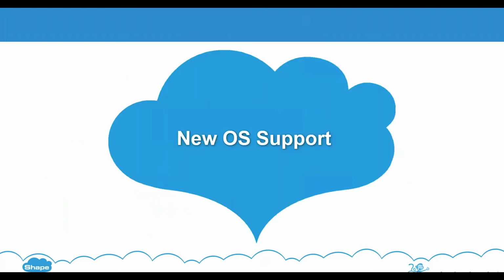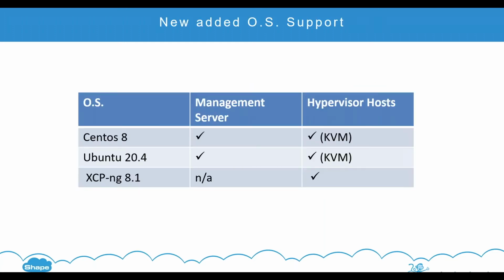Okay, next new feature, it's some enhanced operating system support that's gone into 4.15. We now support CentOS 8, so I think currently that means we support CentOS 7 and CentOS 8, both to run the management server on or as a hypervisor host with KVM. Ditto Ubuntu 20.04, and we now also support XCP-ng 8.1. Yes, somebody did ask me the other day, yes, we are still supporting XenServer, but we're seeing a lot of people taking up XCP-ng with their CloudStack environments.